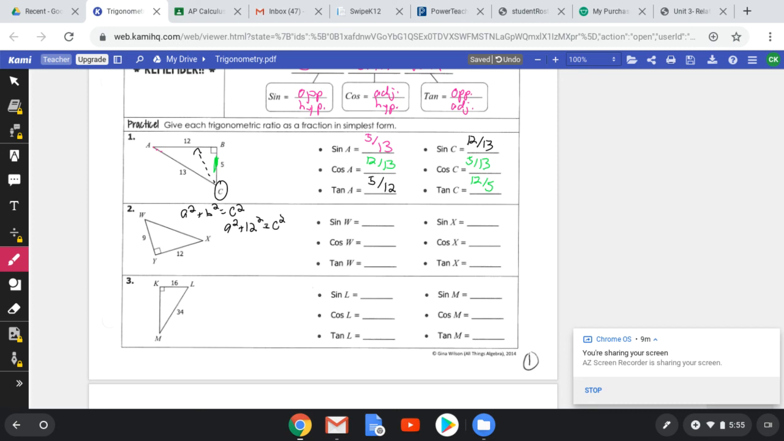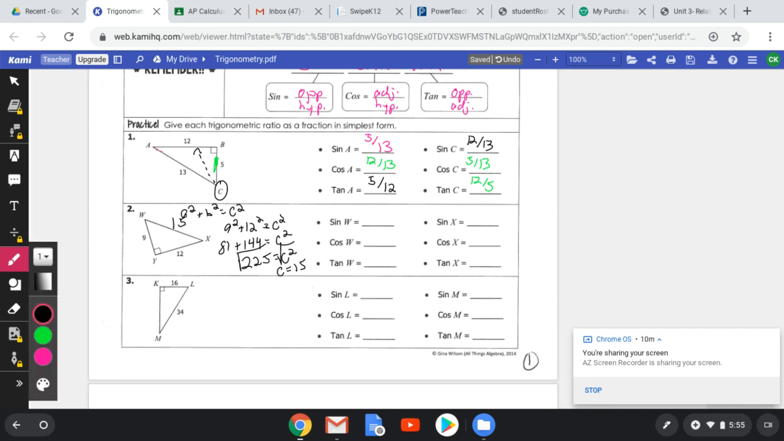And then it's just a matter of doing the math. 81 plus 144 equals c squared. Then you add 81 and 144, you get 225, and then take the square root of both sides, and you are going to get 15. Yes, 15. And so c is equal to 15. So now I can go about doing the trig ratios.